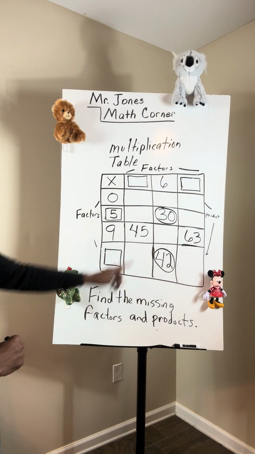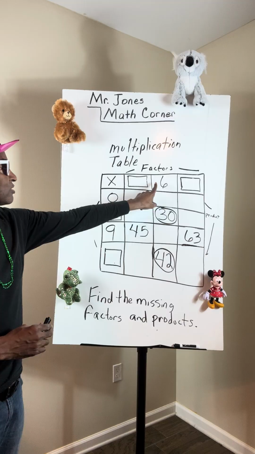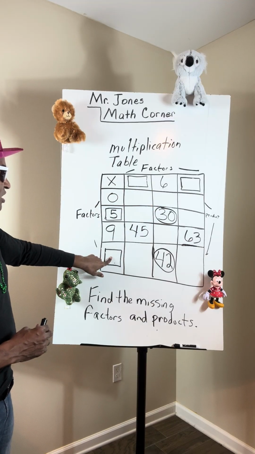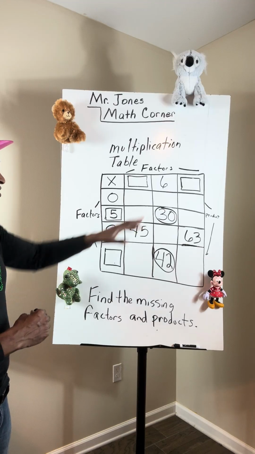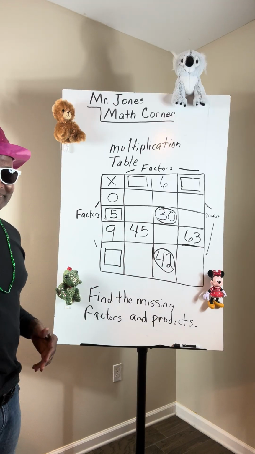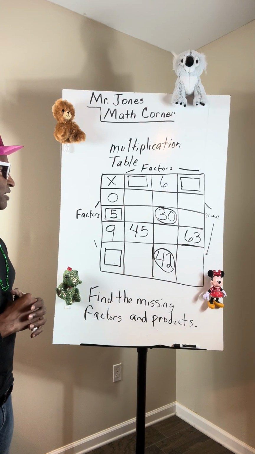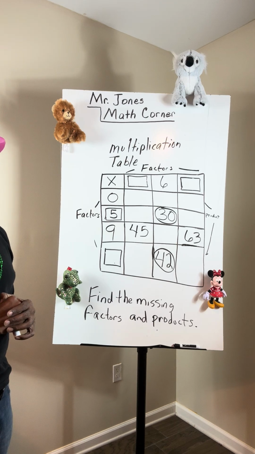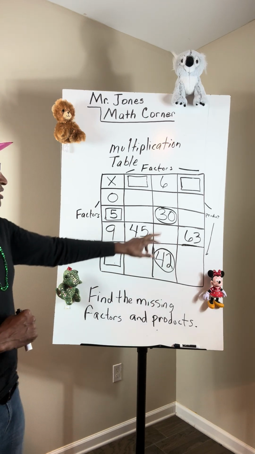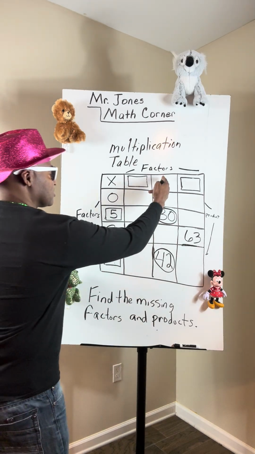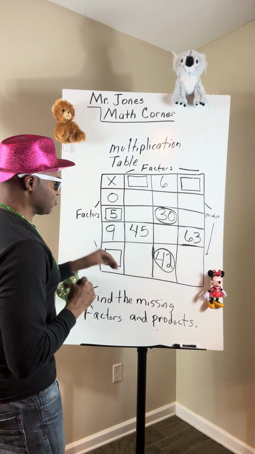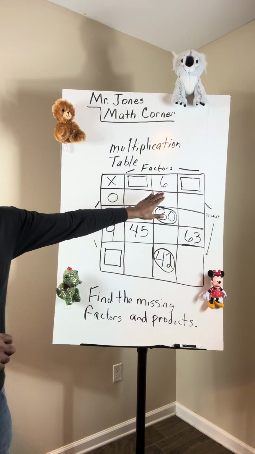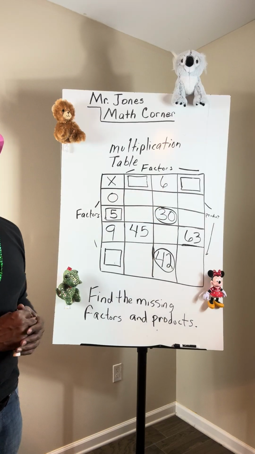Our factor is 6. So 6 times what gives us 30? I'm sorry, 6 times what gives us 42? 6 times what gives us 42? So we can skip count because they meet in the middle. 6, middle, factor. So 6 times what? Skip count by 6. We know one factor.